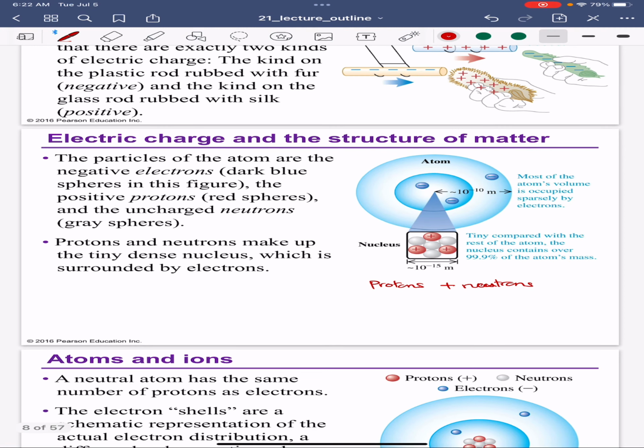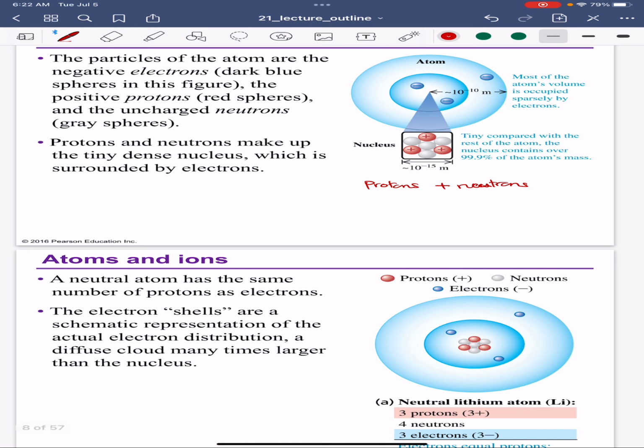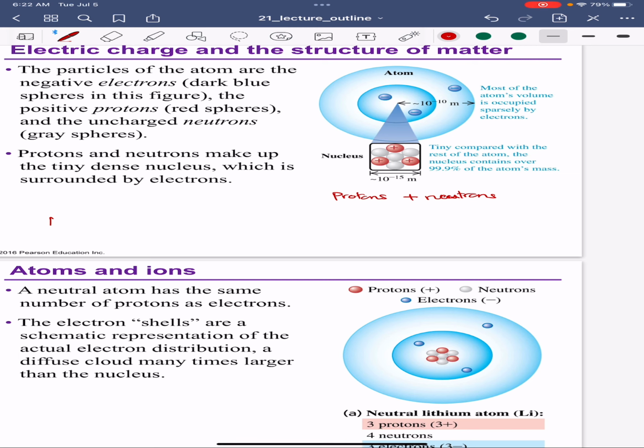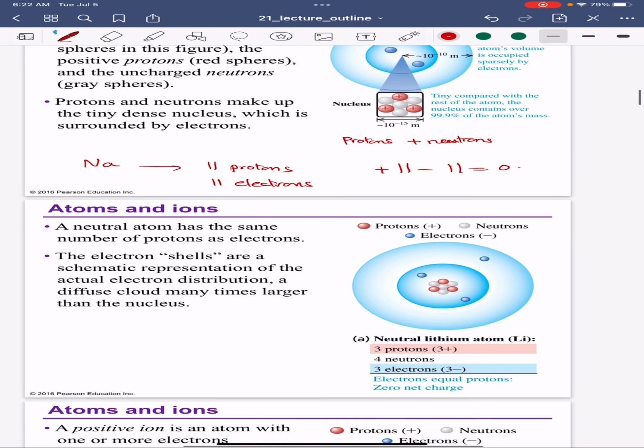When I have a neutral atom, I have the same number of protons and electrons. Therefore, if I take Na, which is sodium, it is going to have 11 protons and 11 electrons revolving around the nucleus, and then I will say plus 11 minus 11 is going to be 0. Then the charge that is going to appear on the Na atom is going to be 0.